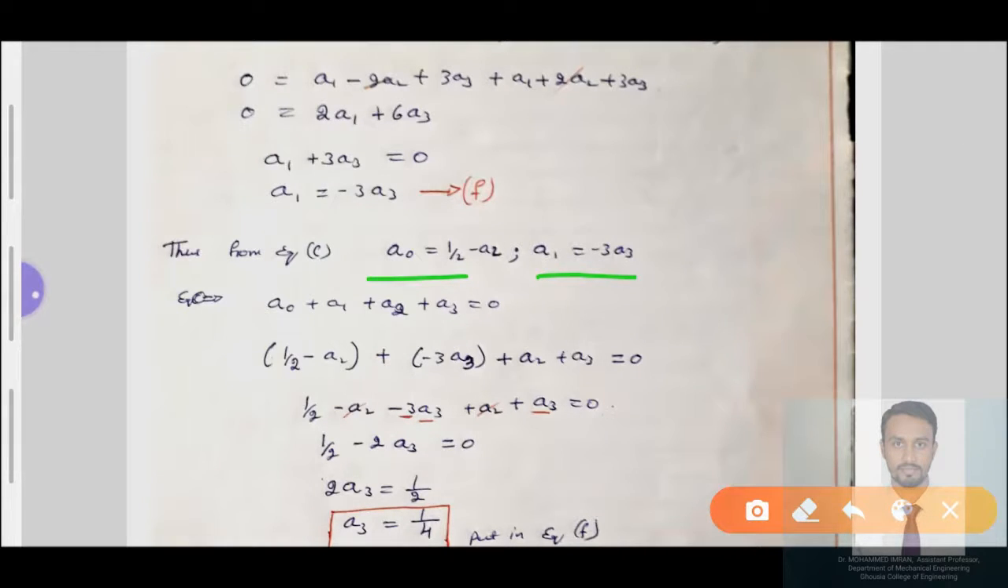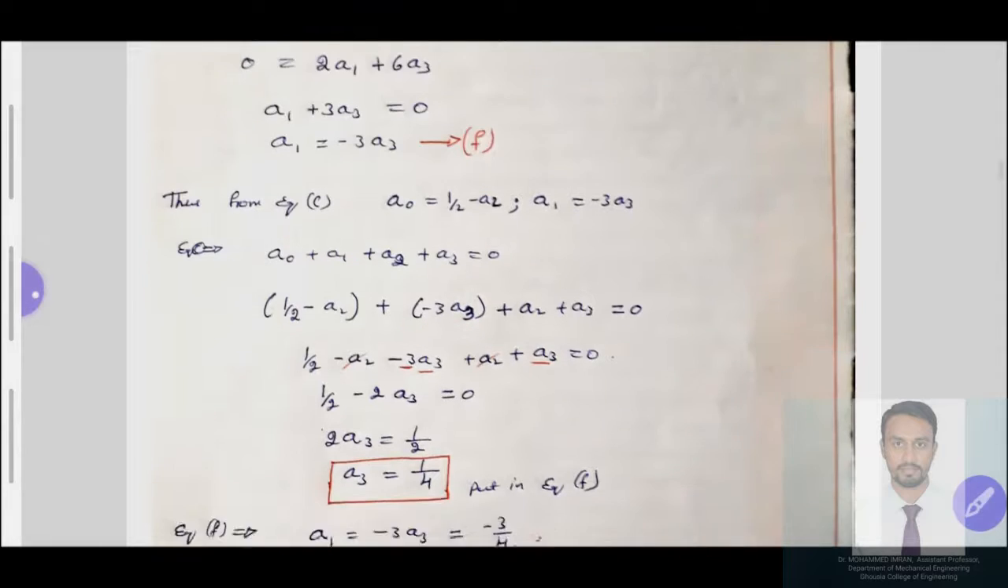This value when we substitute in equation C becomes a0 plus a1 plus a2 plus a3 equals 0. The a0 value we have substituted is half minus a2, and a1 we have found is minus 3a3. Now a2 and a3 we don't have. We need to find out that value.